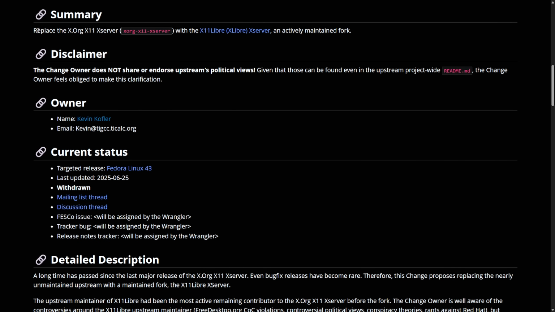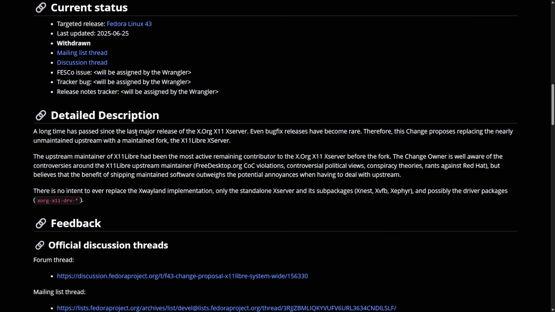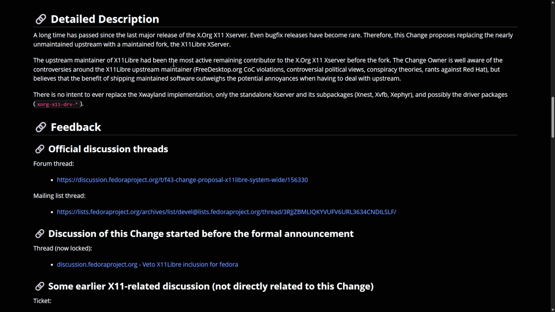And in this proposal, the summary here is to replace the Xorg X11 server with the XLibre X server as an actively maintained fork. The beginning of this is a disclaimer, which is kind of interesting. The change owner does not share or endorse Upstream's political views, given those can be found even in the Upstream project-wide readme. The change owner feels obligated to make this clarification. Kevin here is the one who made this proposal and goes on to say that the targeted release for this change proposal would be Fedora Linux 43, which we're coming up on. That would be a massive undertaking.